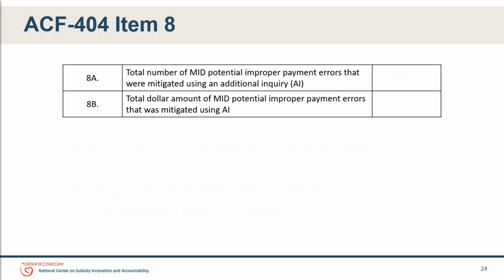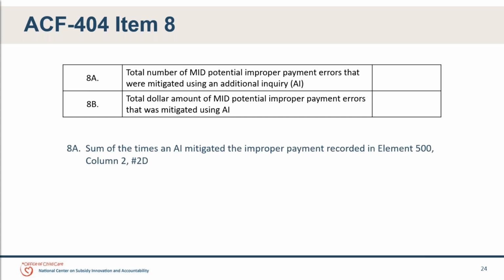All right, moving on to 8A. This is now asking for the total number of potential improper payment errors that were mitigated using the additional inquiries. And you can find this by summing up the figures that you entered on your record review worksheets, element 500, number 2D. In our example, we'll say that there were 5 potential improper payment errors that were mitigated.